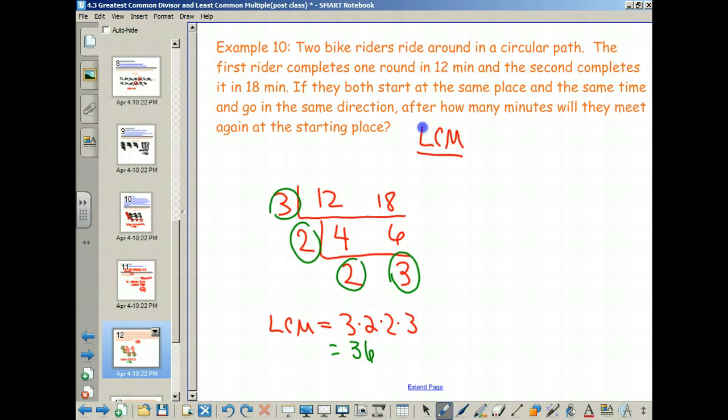And in fact, that would exactly put the first guy going around 3 times, right? We'll go 3 times in 36 minutes. And person number 2 going around twice. So they will meet again in 36 minutes.